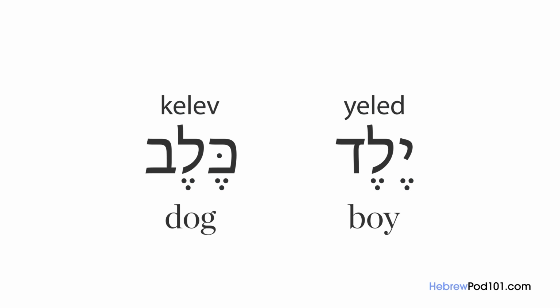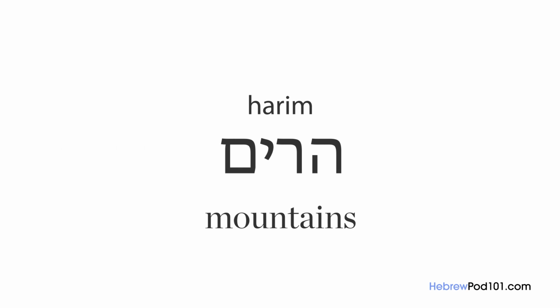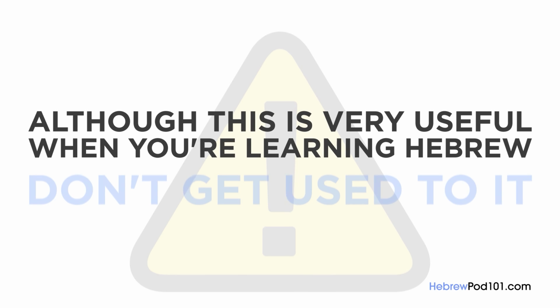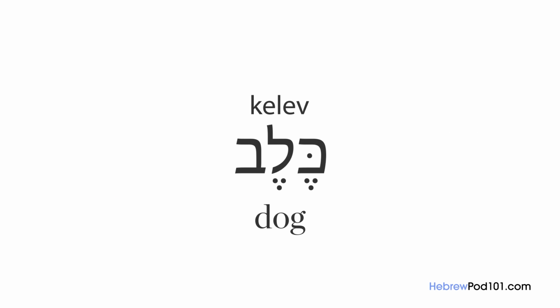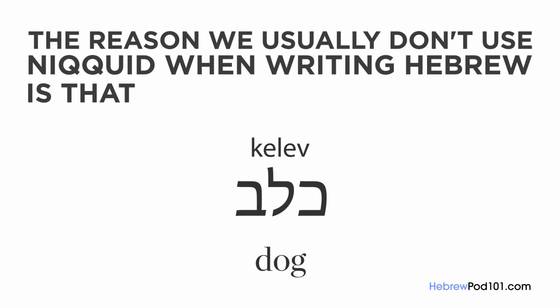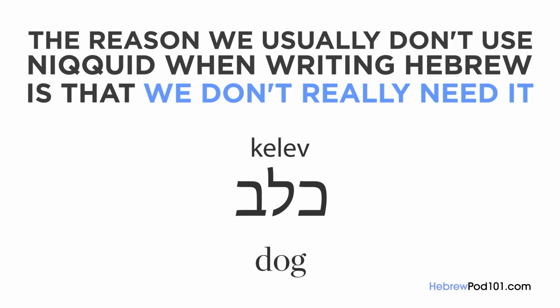Let's look at one with some other vowels. How about the word for mountains, harim? Here it is with nikud. This has both an a vowel and an e vowel. Although this is very useful when you're learning Hebrew, don't get used to it. Most things in Hebrew are written without the vowel dots. The reason we usually don't use nikud when writing Hebrew is that we don't really need it.